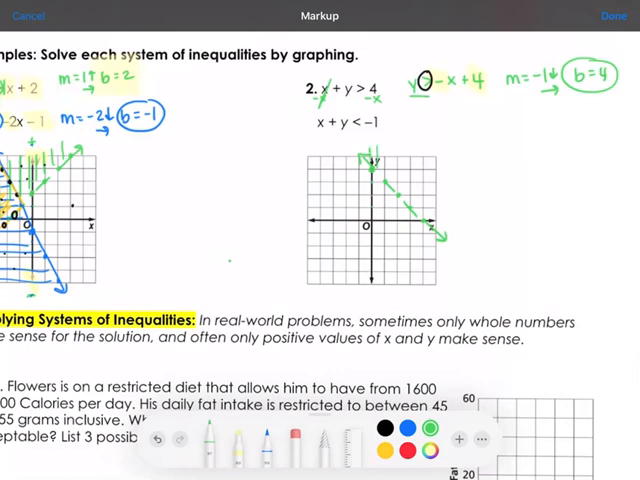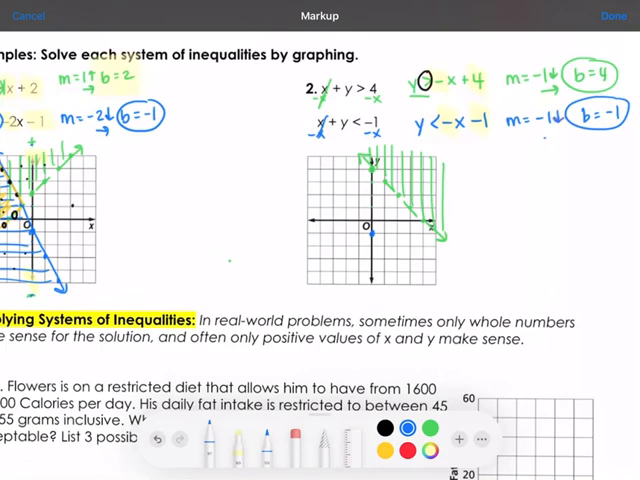And my shading, since y is greater, will go up. All right, looking at the second equation, I also need to get the y by itself, so I'm going to subtract x. I'm left with y is less than -x minus 1. So m is -1 and b is also -1.